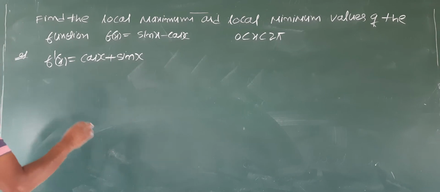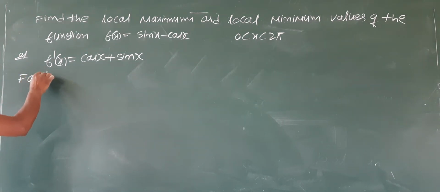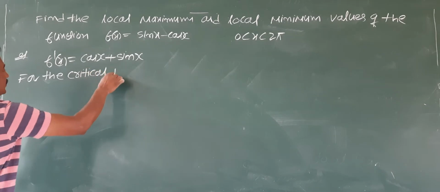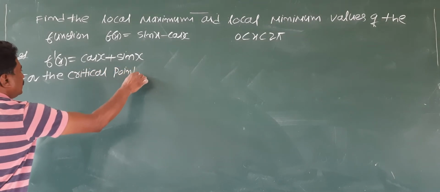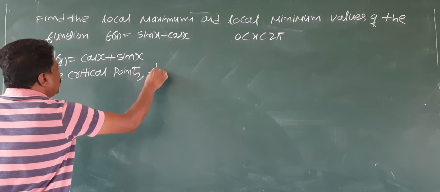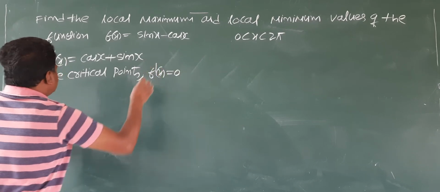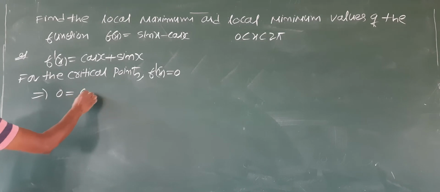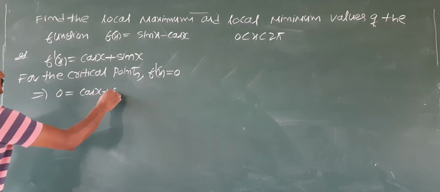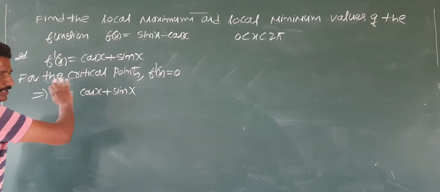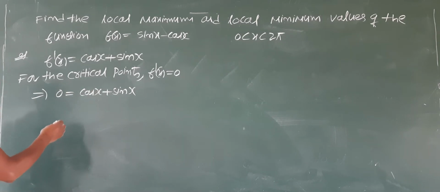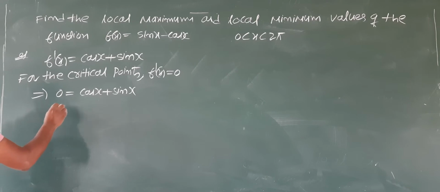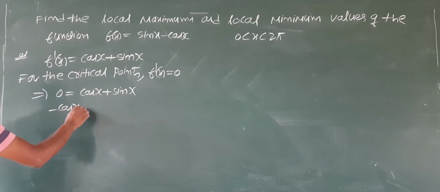So for the critical points, f dash x is 0. So put f dash x equals 0. This implies 0 equals cos x plus sin x. Bring the sin x this side, so write sin x, bring that cos x this side: minus cos x is equal to sin x.